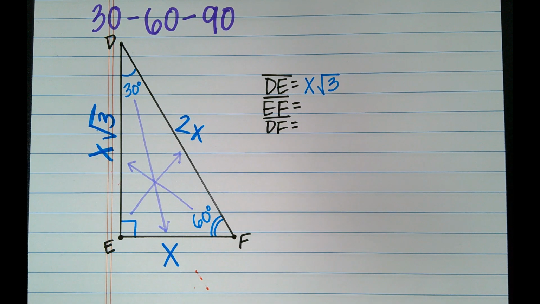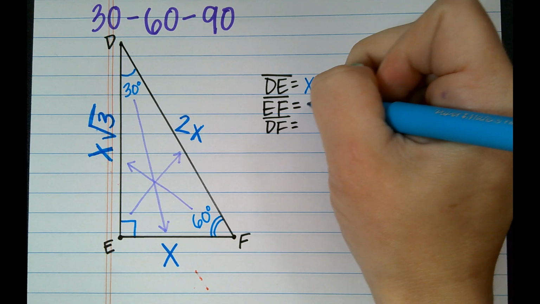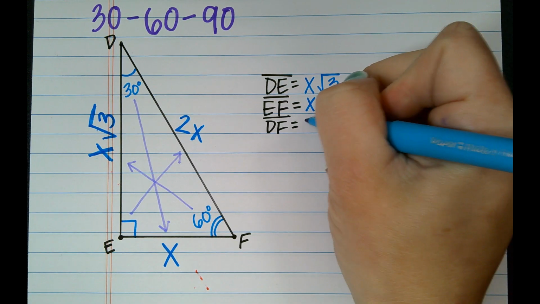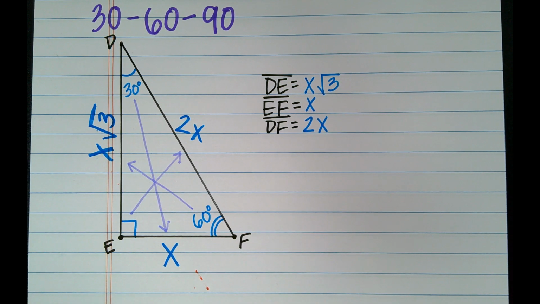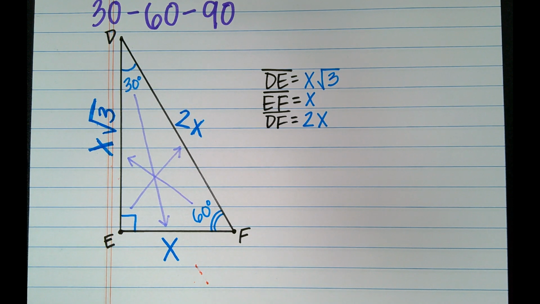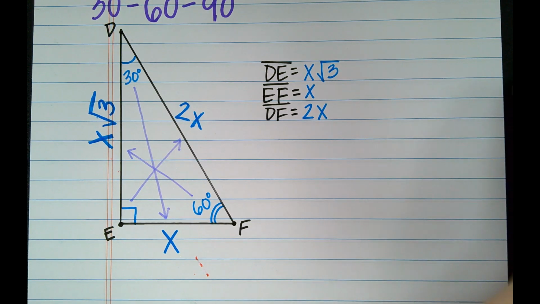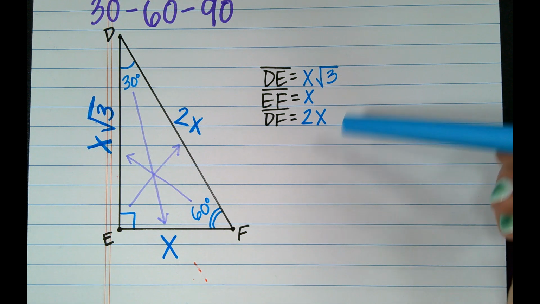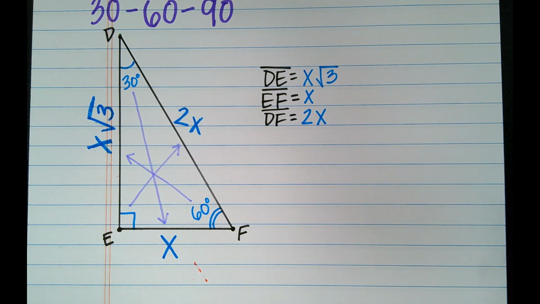Next we have E to F. What's that? X. Good. And D to F. What's that? 2x. Good. So now we have 3 different values. It's slightly different. So we do have to be a little more careful when we're solving problems with a 30, 60, 90 triangle. Sometimes this one will take a few more steps, but we can do it. Same step process. The first thing you always want to do is try to solve for x.